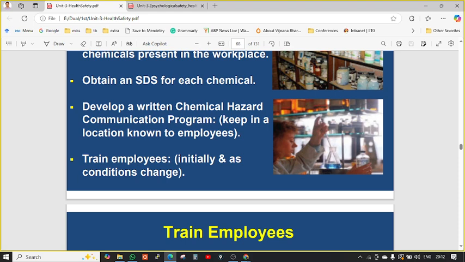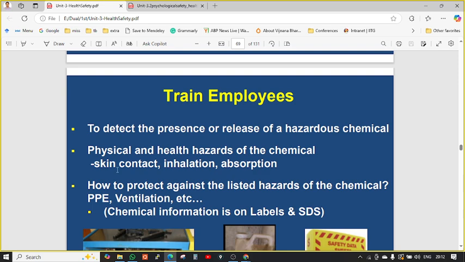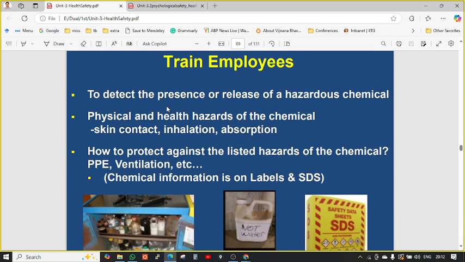So the organizations have to give training to the employee for working in the place in order to avoid these accidents. Then train the employee how to detect the presence or release of hazardous chemicals. We have to train when the chemicals will release and how it can be detected.